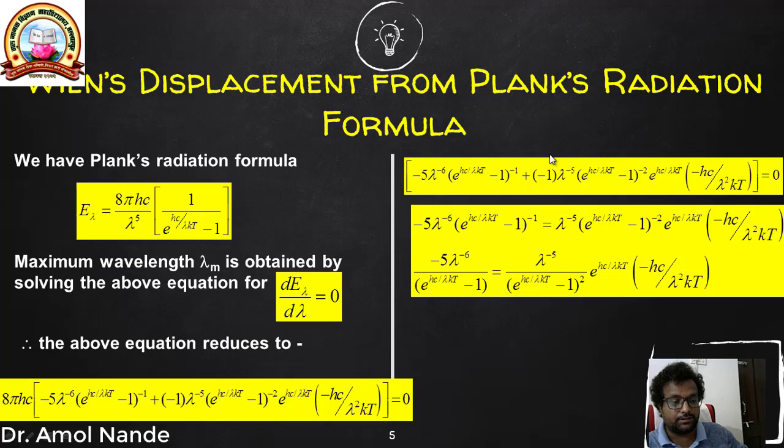So when you take this one to the right hand side and solve, you are left with minus 5 lambda to the power minus 6 upon (e to the power sc by lambda kt minus 1) is equal to lambda to the power minus 5 divided by (e to the power sc by lambda kt minus 1) whole square, e to the power sc by lambda kt minus sc by lambda square kt. What we did is, first we took the first term to the right hand side, and then the bracket term we bring down to the denominator.